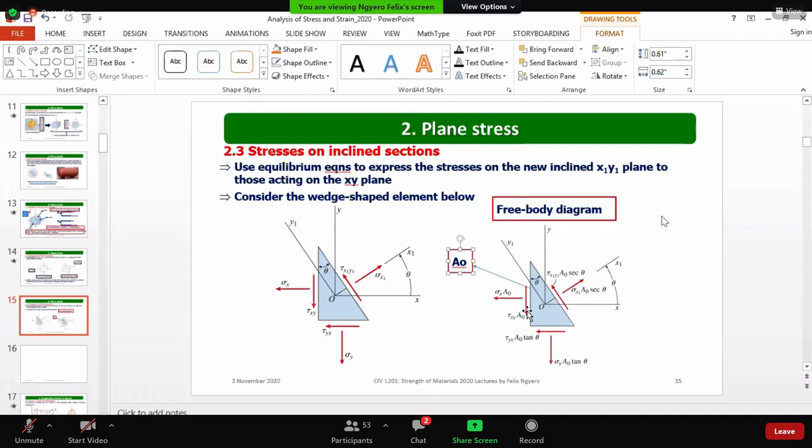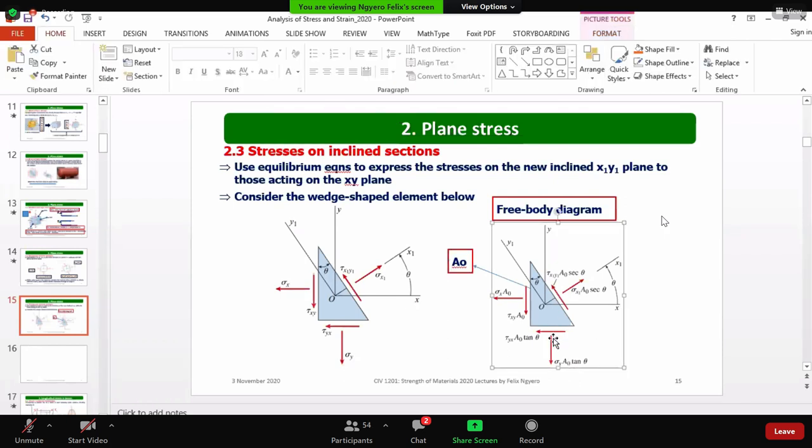Then do the same for the other faces. You have to do the resolution, and then compute the forces on the other faces in terms of A naught and the stresses acting on the respective face. So for the bottom face, the normal stress would be sigma y. Now this is trigonometry.